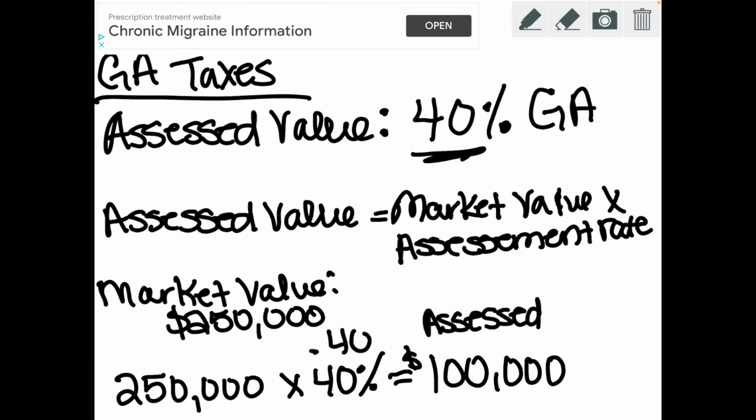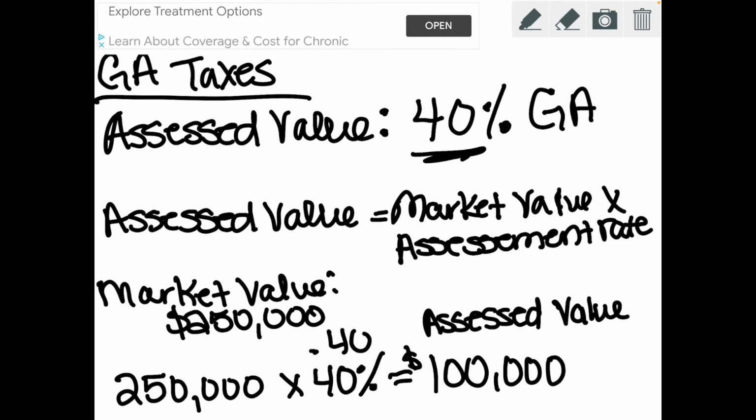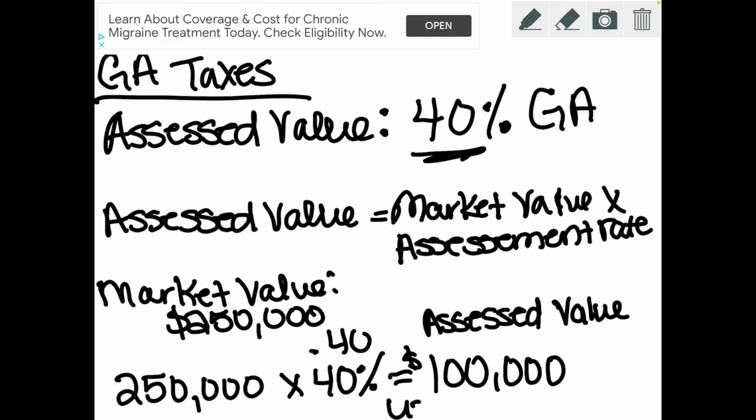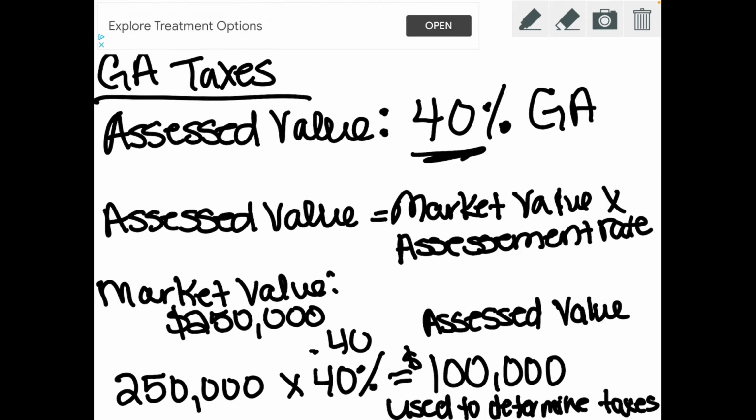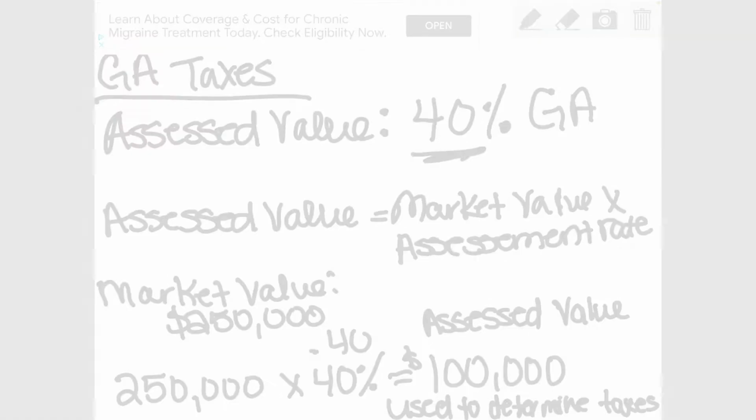Keep in mind that assessed value is what you pay your property taxes off of. So assessed value is used to determine taxes. That is what assessed value is used for. Let's go ahead and take this another step and go into another problem.